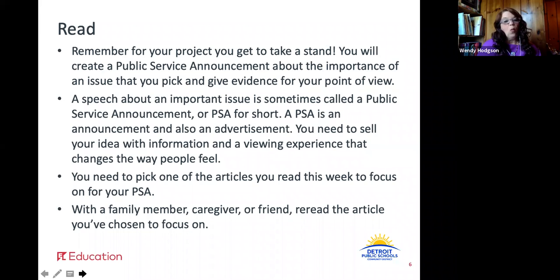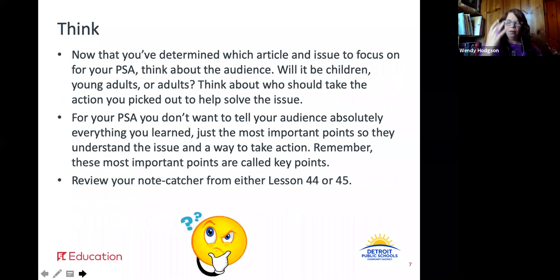So you're going to pick one of the articles that you reread this week to focus on for your PSA. Out of the 9 articles, I had you choose 2. You spent the last 2 lessons looking at those 2 articles, and now I'm going to ask you to make a final decision about which one you feel more confident about or more passionate about. And that's the one you're going to stay focused on for the reading of this portion. So take a moment to do that, but if you already know what it is, you don't need to pause the video. And now we're going to move on into thinking.